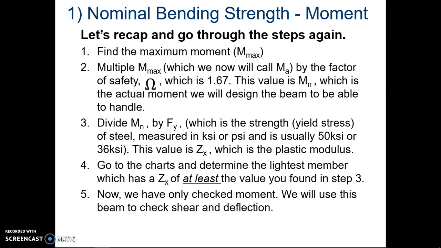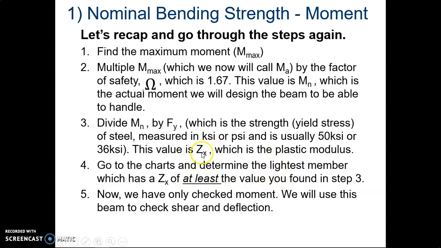Then we will divide M of N, which we calculated in step 2, by the yield stress, F of Y, which is going to be measured in KSI typically, and will usually be 50 KSI or 36 KSI, depending on what I tell you the member is. What we are left with is called Z of X, which is the plastic modulus. Once you have the plastic section modulus, remember the plastic section modulus is the moment carrying capacity of the member independent of the material. It's just telling you that that shape I-beam can handle this much plastic section modulus. So once you go to the charts, you choose the lightest member that has a Z of X of at least what you found in step 3.